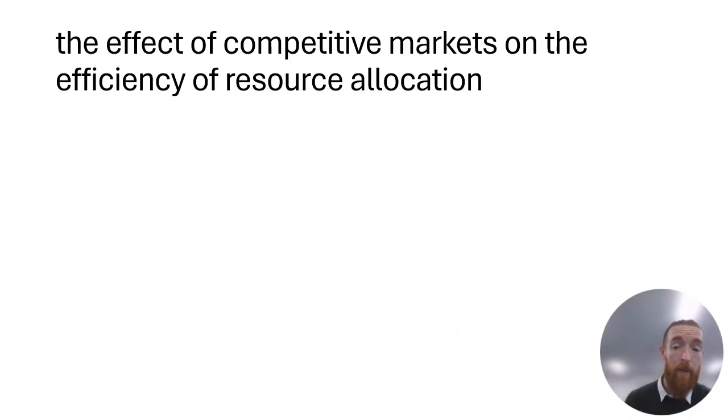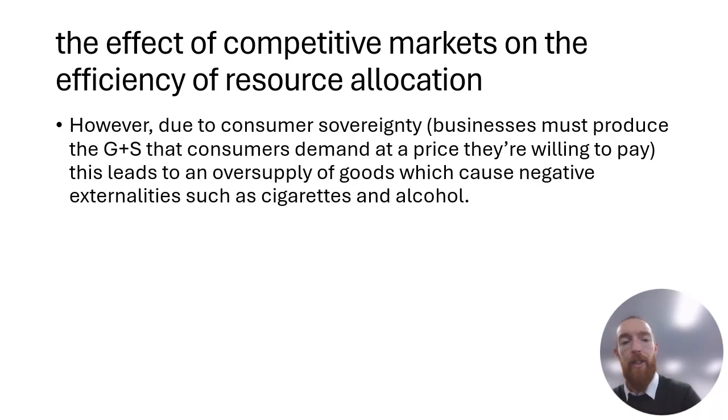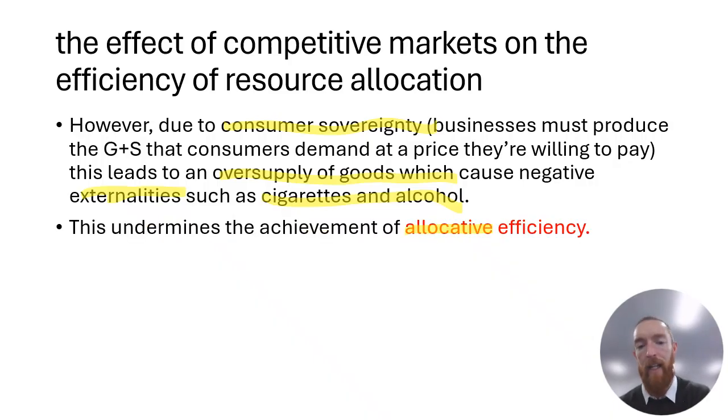On the downside, because this could come up in a discuss or evaluate question on the efficiency and resource allocation of competitive markets: due to consumer sovereignty, which is businesses producing the goods and services that consumers demand at a price they're willing to pay, it leads to an oversupply of socially undesirable goods or negative externalities that come from goods such as cigarettes, alcohol, gambling, etc. And then this undermines the achievement of allocative efficiency.